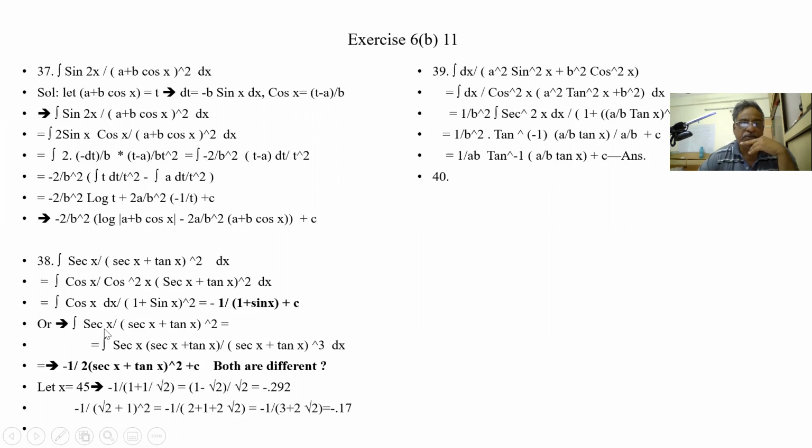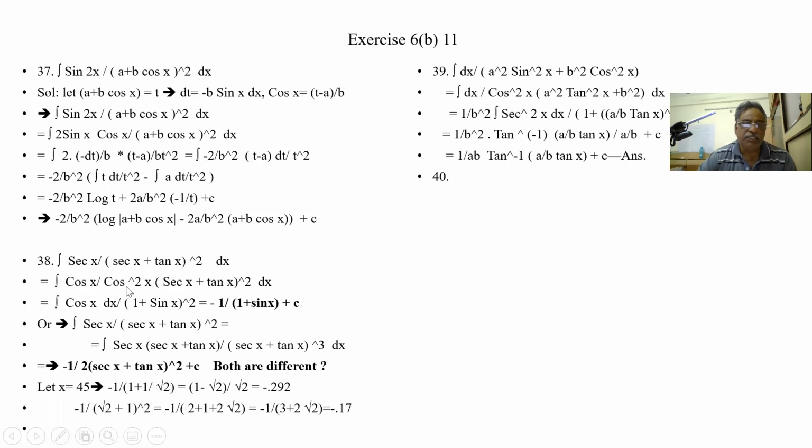But the textbook, what we have done is, I have multiplied both by secant x plus tan x in the top and bottom. Secant x into secant x plus tan x by secant x plus tan x whole cube. So this we know, if this is x cubed, what is the differentiation of f dash x? This is secant x into secant x plus tan x. So this minus 1 by whole square. So this will be minus 1 by 2 into secant x plus tan x whole square plus c. This is also correct. This is a different form. But answers are different. But both ways are possible.